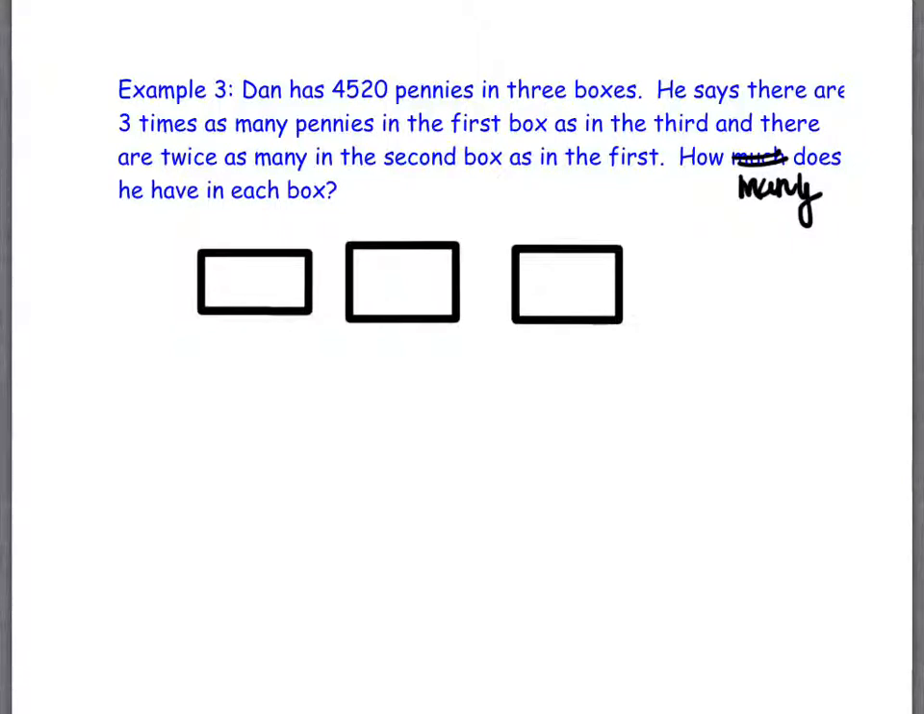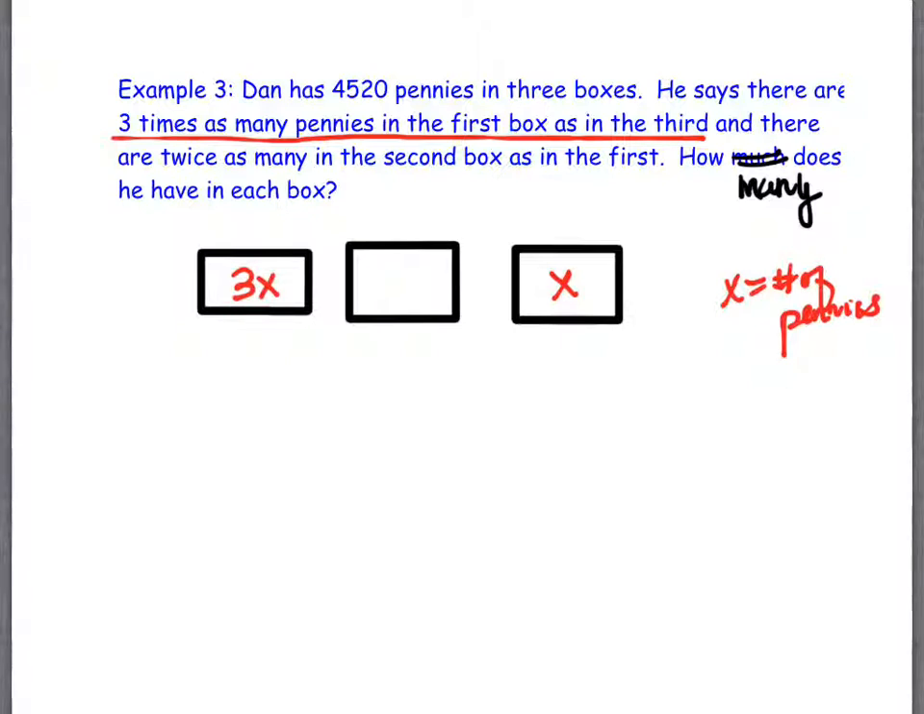I'm going to use a little bit of algebra with this one. Let's put X pennies in the third box. So X here is a number of pennies, and it's in the third box that I've drawn. The first description says there are 3 times as many in the first as in the third. What does that mean? 3x in box 1.